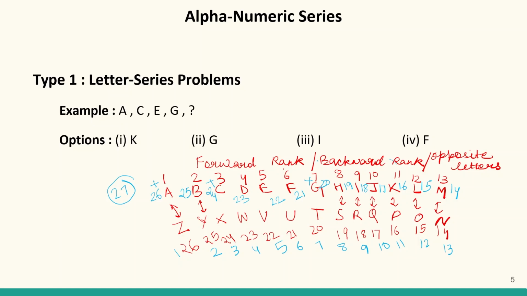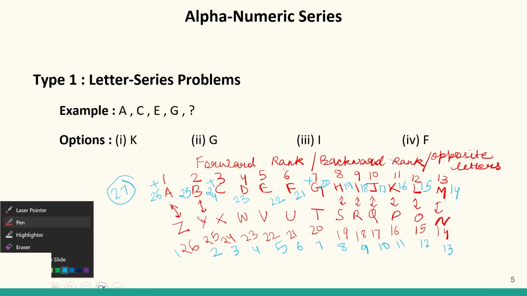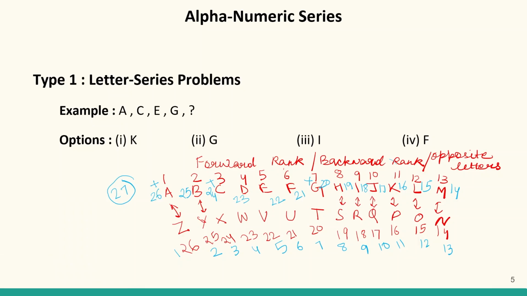So either you can use this method, you can give them forward ranks or backward ranks to solve them if you can remember them, or you can also count it on your fingers. That is also a method. So whatever suits you. If you get time in your exam to write them down somewhere, you can do that also. Whatever suits you, that is how we will proceed.